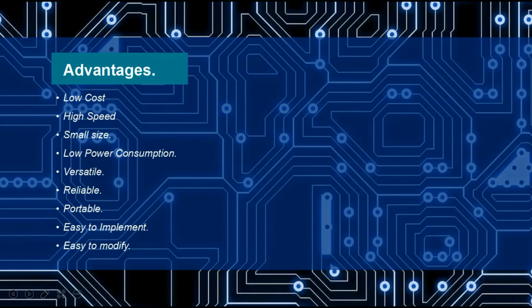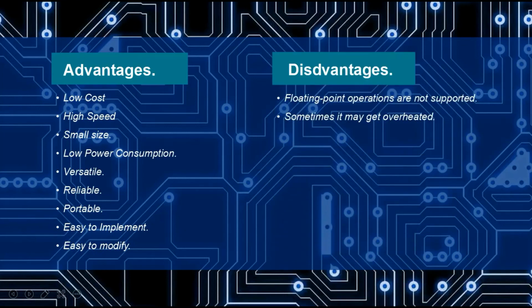Some of the advantages of microprocessors are that they are low in cost, have high speed, are smaller in size, consume low power, and are versatile, reliable, portable, easy to implement, and easy to modify. Along with advantages, microprocessors have some disadvantages: floating point operations are not supported, and sometimes the microprocessor may get overheated.